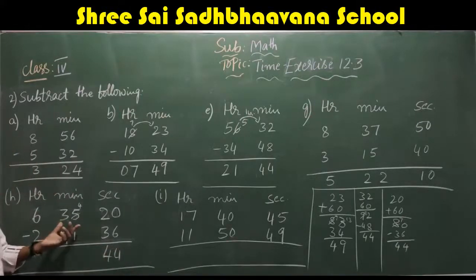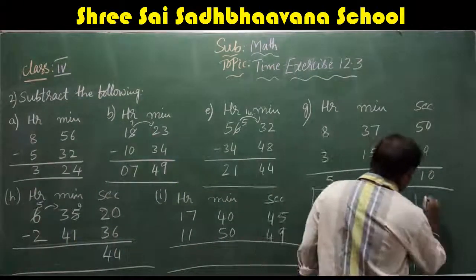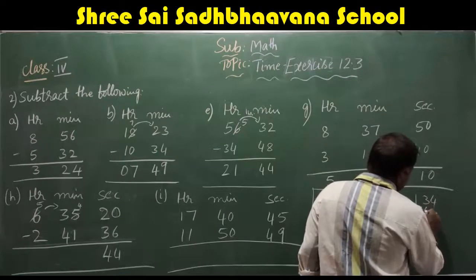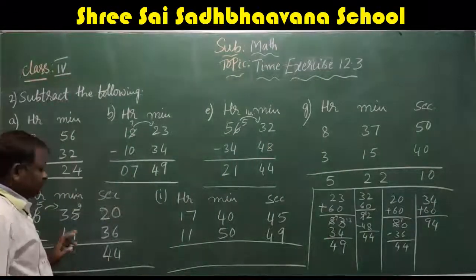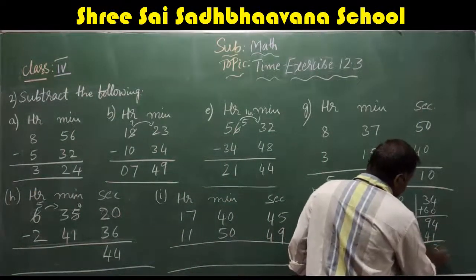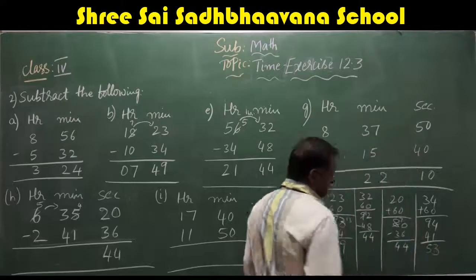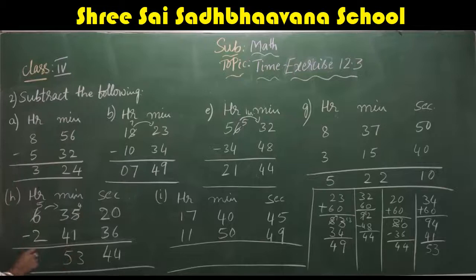44 seconds. Here 34 minus 41. This is not possible, so take carry from 1 hour here. This becomes 5 hours. So 34 plus 60 becomes 94 minutes. 94 minus 41. 4 minus 1, 3. 9 minus 4, 5. So 53 minutes. And 5 minus 2, it is 3.